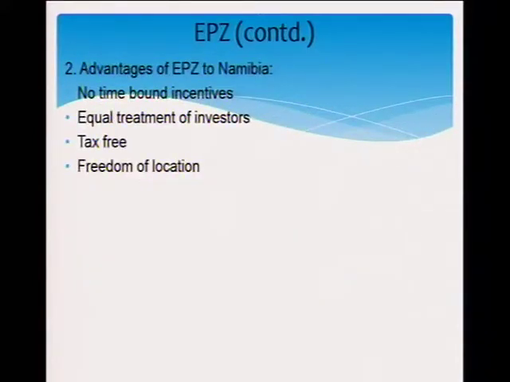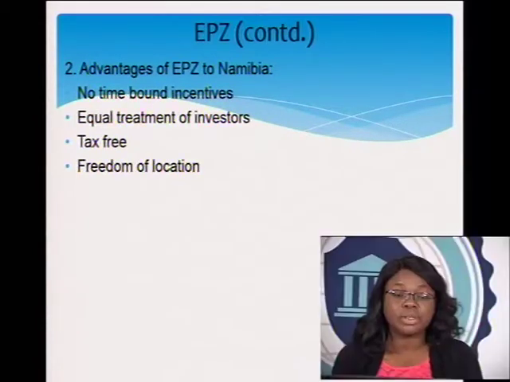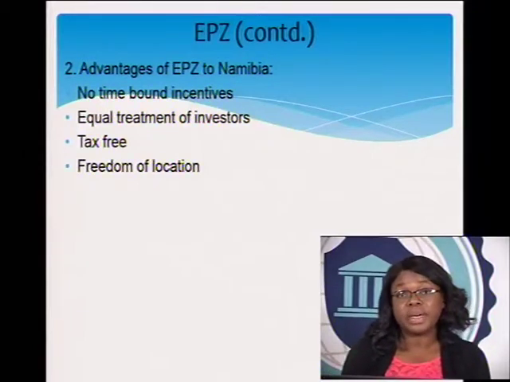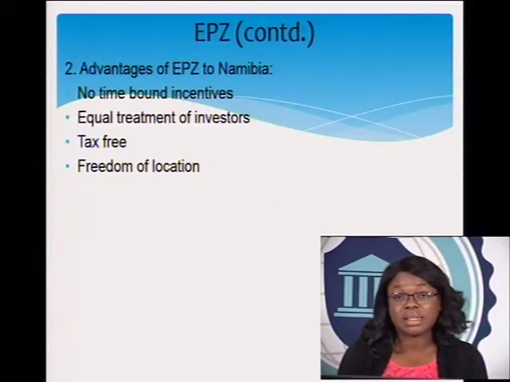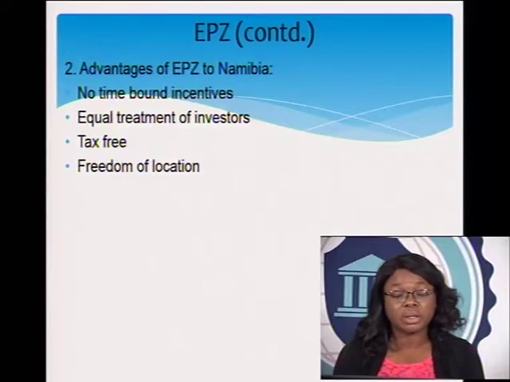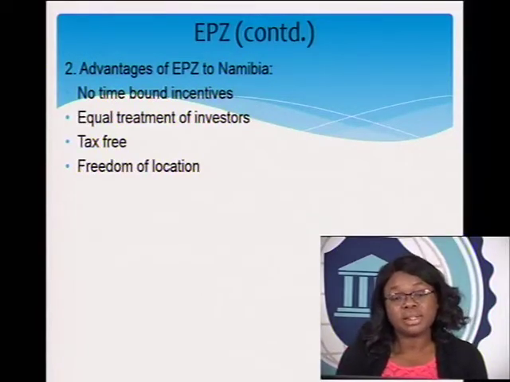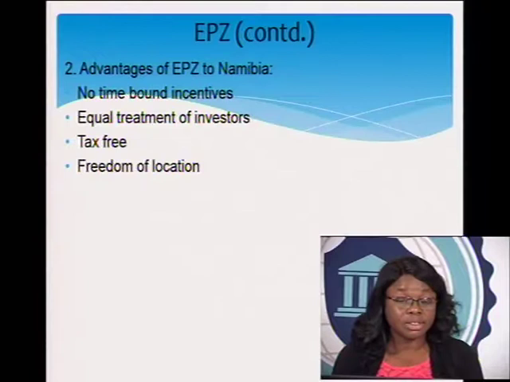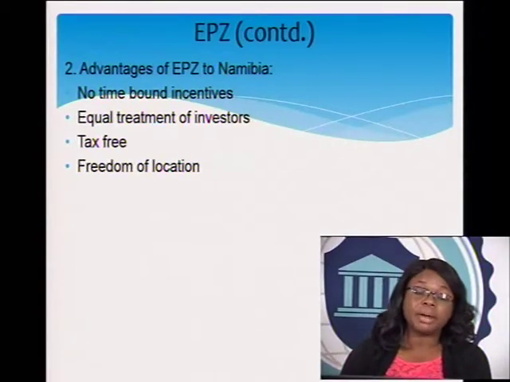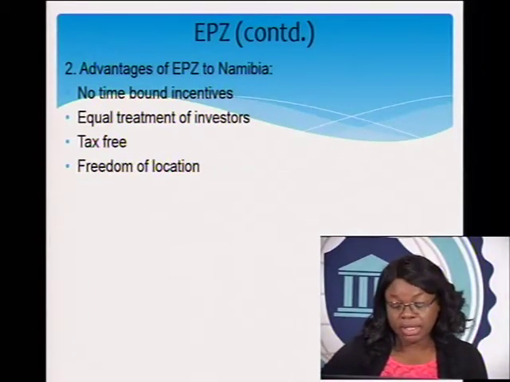So we need to look also at the advantages of an EPZ to Namibia. In an EPZ, there's freedom of location. It could be set up anywhere within the country. It's tax-free. They are not required to pay tax to facilitate the production. Equal treatment of investors. They are all treated equally. And no time-bound incentives are given to an EPZ.